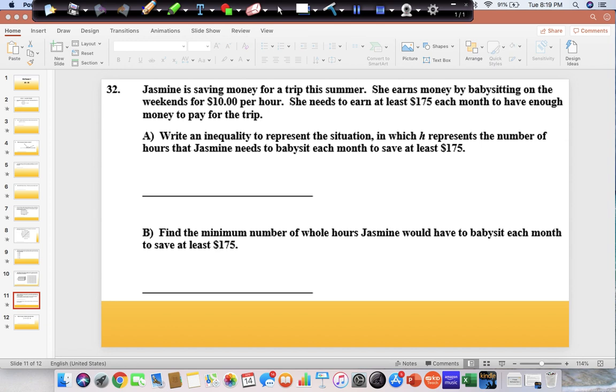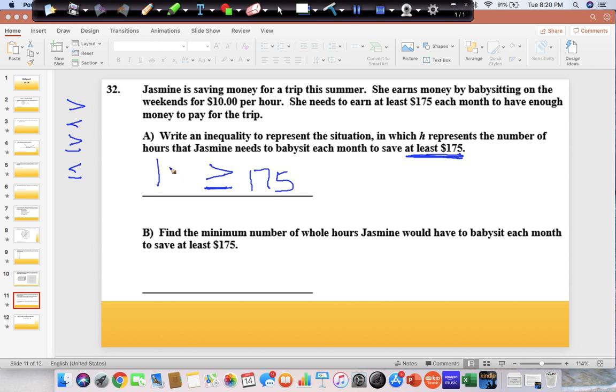Write an inequality to represent the situation in which H represents the number of hours that Jasmine needs to babysit each month to save at least $175. Remember, inequalities are simply greater than, less than, greater than or equal to, or less than or equal to. So if we want to save at least 175, that means we can make more than 175, or we can make equal to 175. So a greater than or equal to sign would work here.